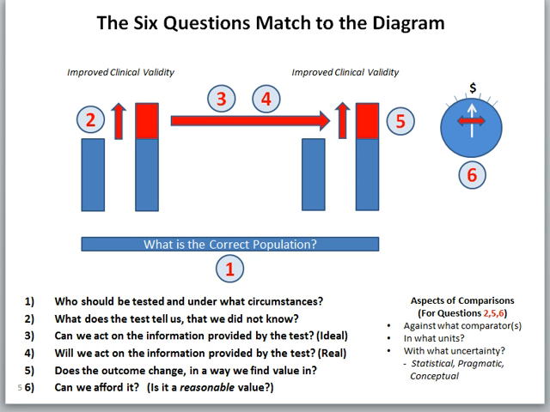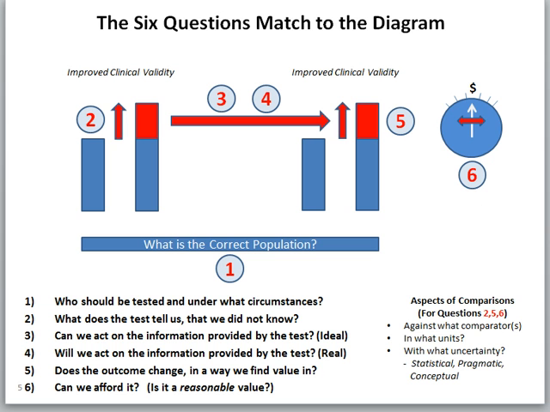We walk through this diagram by having 6 questions. The first is who should be tested and under what circumstances. The second is what does the test tell us that we did not know before. The third is can we act on the information provided by the test in the ideal circumstance? If everything was exactly as we hope, how good would the outcomes be? Question 4 is more pragmatic: what will really happen in the real world. Question 5 is patient-centered outcomes: survival, less pain, or other values. And question 6 says, can we afford it? Simply, is it a reasonable value? Whether that's a budget impact model, dollars per QALY, or some other aspect.